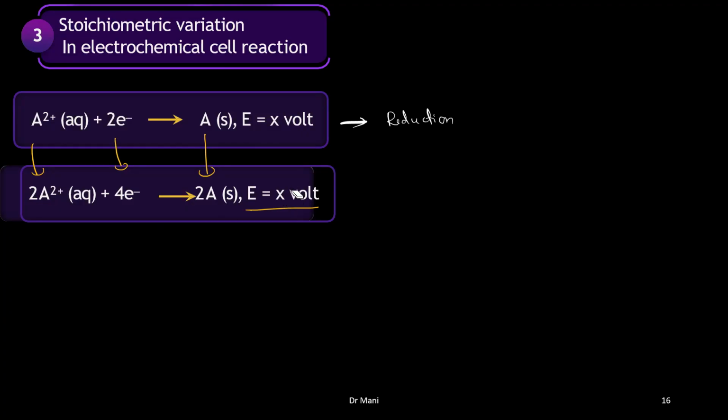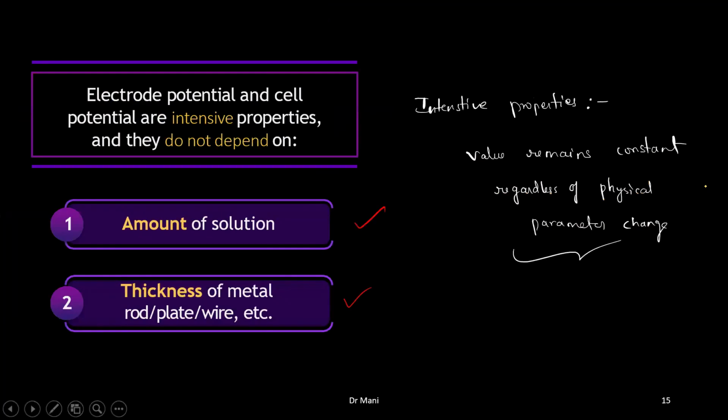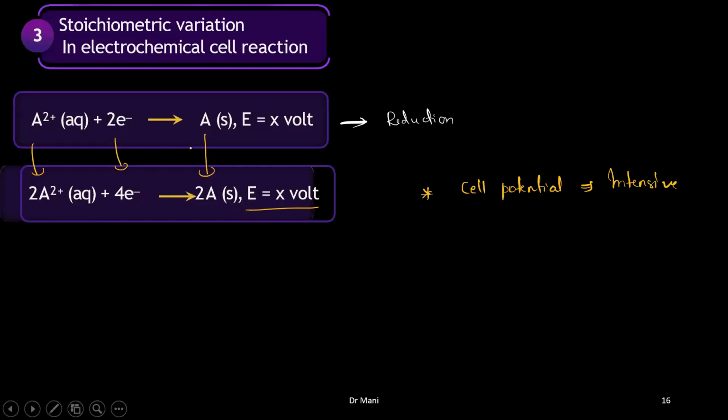Is this clear? So I can say that the potential, or the cell potential, is intensive. What is the meaning of intensive? As I said, the value remains constant regardless of physical parameter change. So here the electrode potential doesn't change. This is the proof you can see here. Whatever the earlier statement was, I'm showing the proof here. Clear?